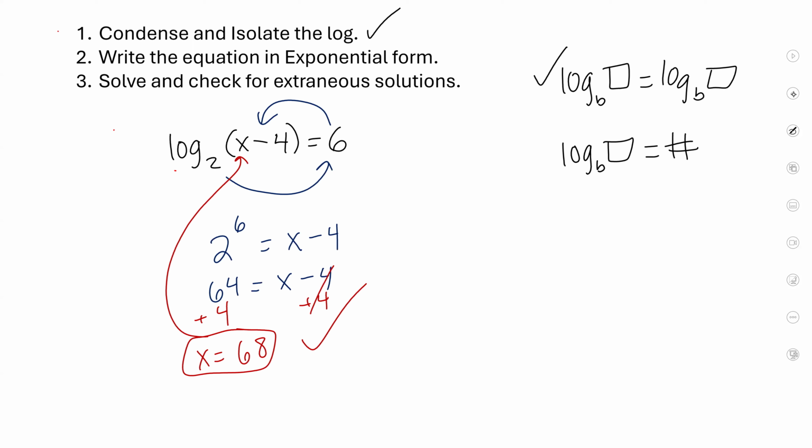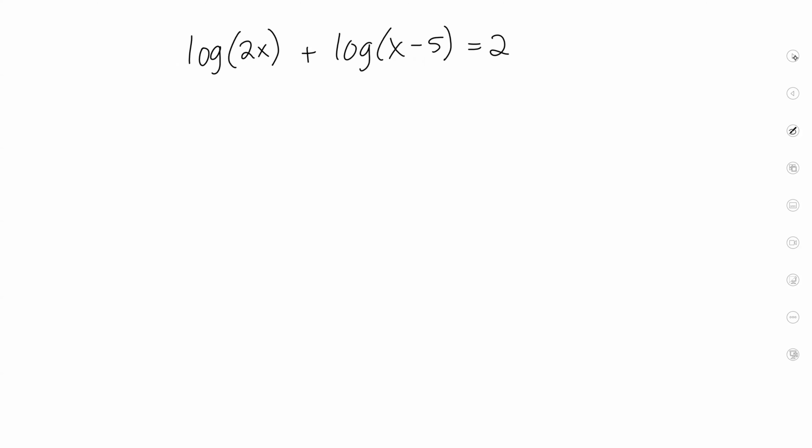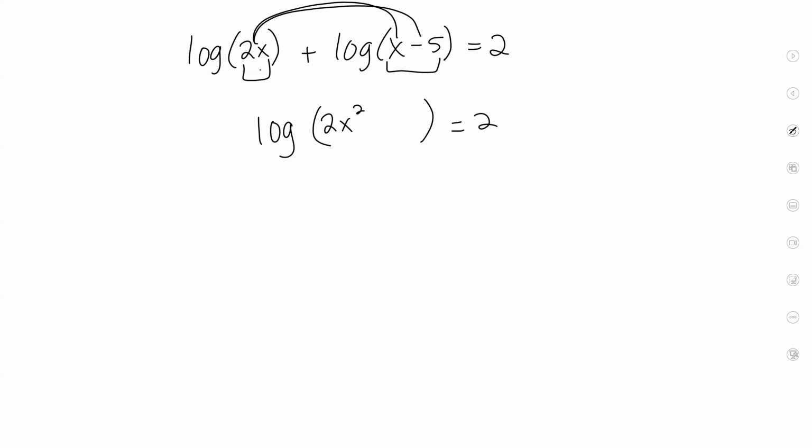Okay, let's do 13. Log of 2x plus log of x minus 5 equals 2. Now, let's look at the steps. Step number 1, what does it say? Condense. So guys, I need to use the product property. I'm going to condense it into a single log. I'm going to do this times this. What is 2x times x? What is 2x times negative 5? Good. Okay, so we condensed it into a single log.